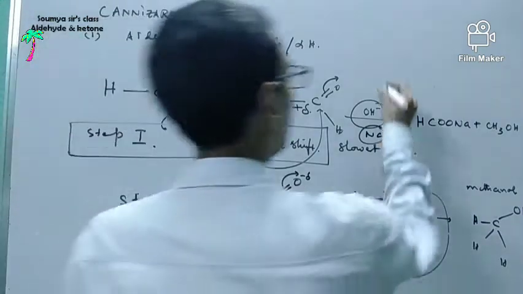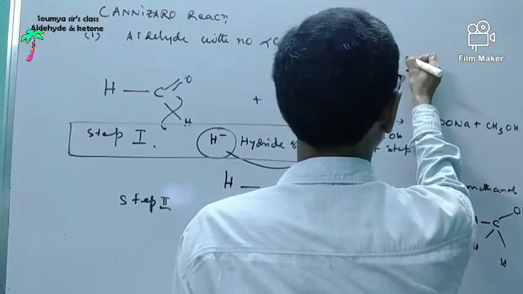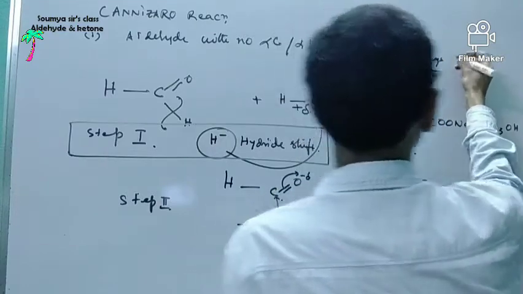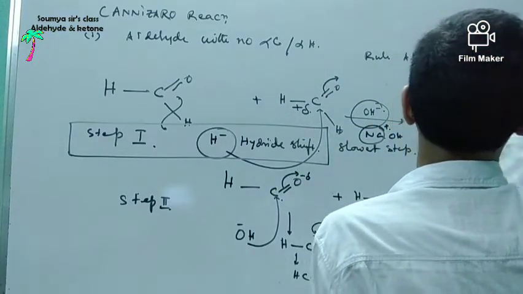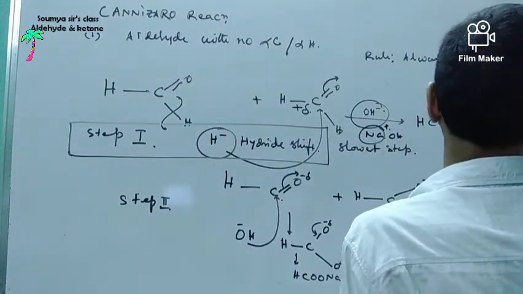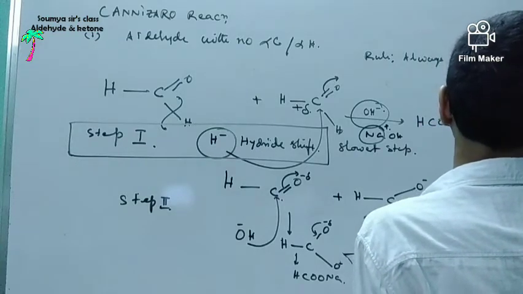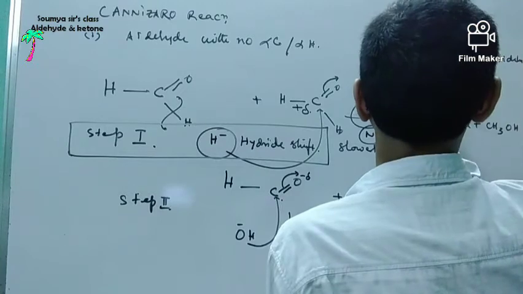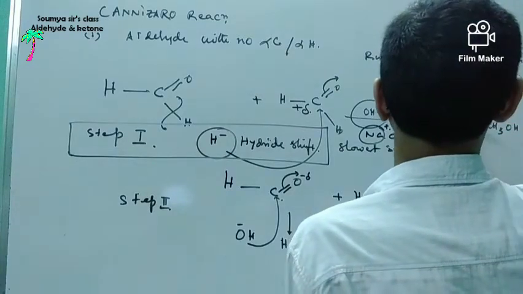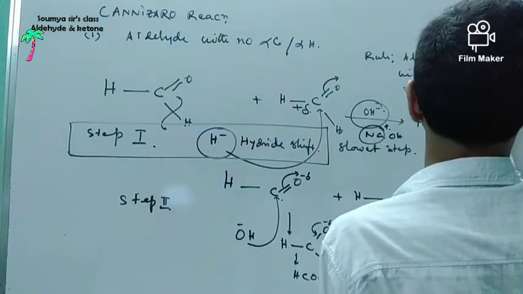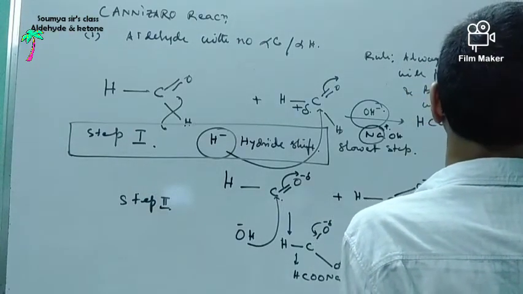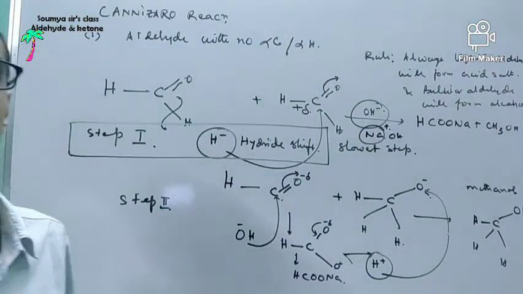Here is a rule. The rule is that the lighter aldehyde, that is not heavier, not bulkier, like formaldehyde, will always form the acid salt, and the bulkier aldehyde will form alcohol. Remember this criterion very carefully.